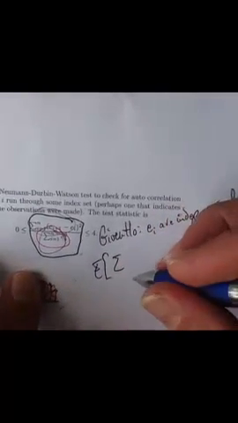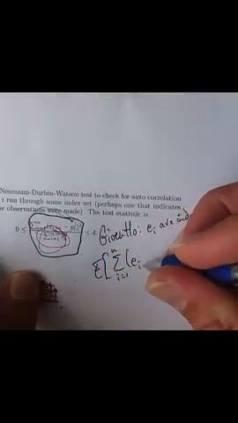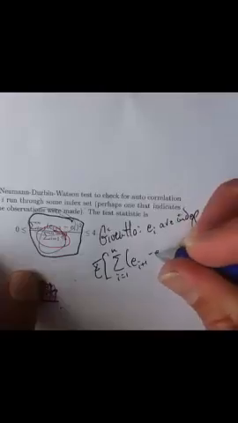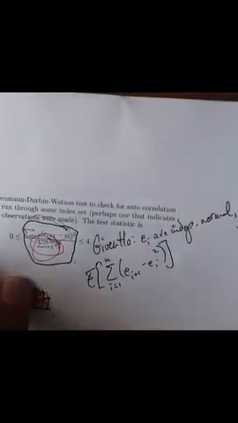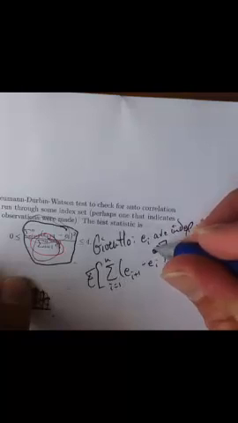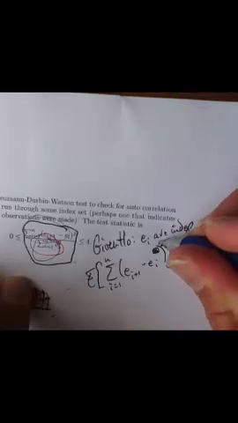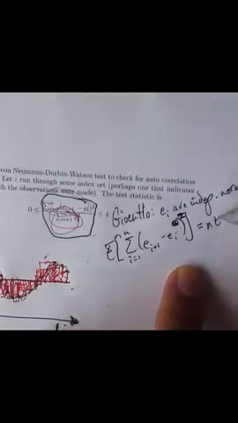It's the expected value of the sum, i goes from 1 to n, of (e sub i+1 minus e sub i) quantity squared. Well, first of all, I know that these differences are identically distributed. So this is just going to be equal to n times the expected value of one squared difference. All right?